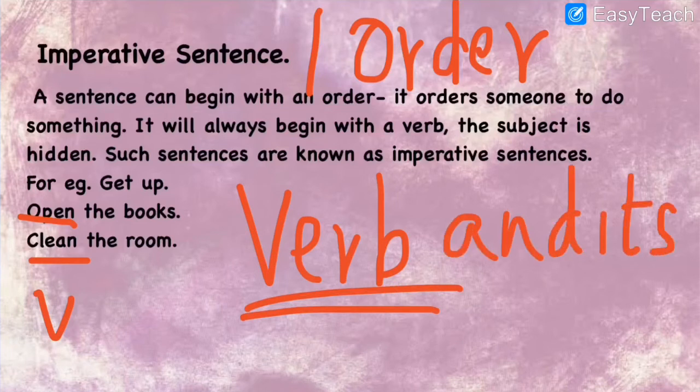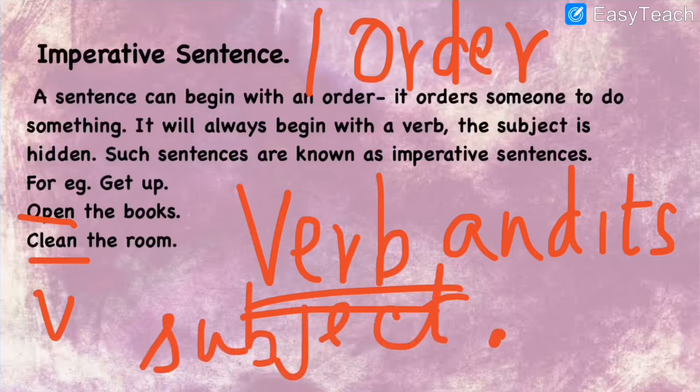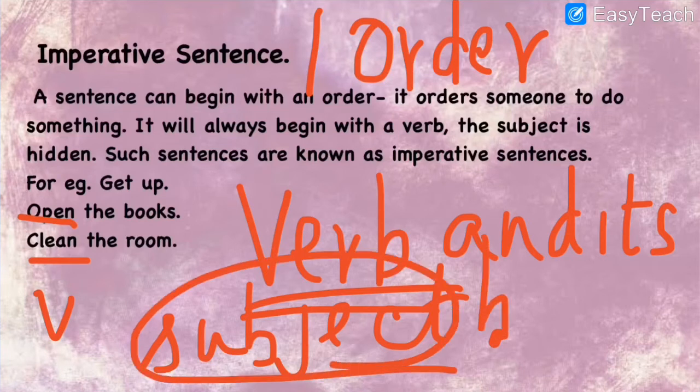Why am I telling you about the subject? Why is it necessary? Because in a sentence, the subject is very necessary. So, where is this subject? It is hidden.